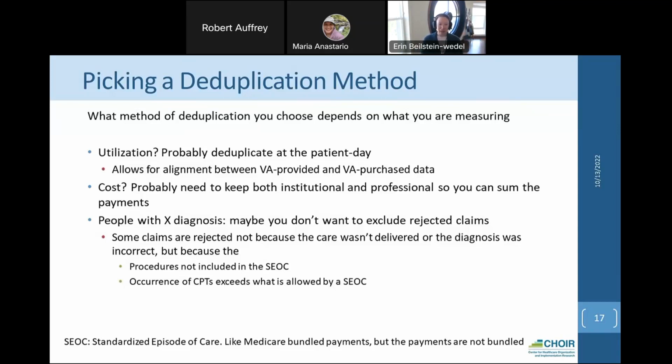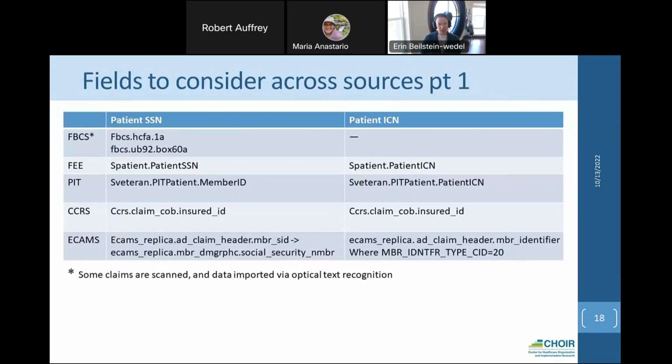It's really dependent upon the study. And with these CIOCs, there's a whole bunch of restrictions on them now too, that might make it so you want to keep those, or at least consider them, look at them. So some fields to consider when you're deduping across sources.